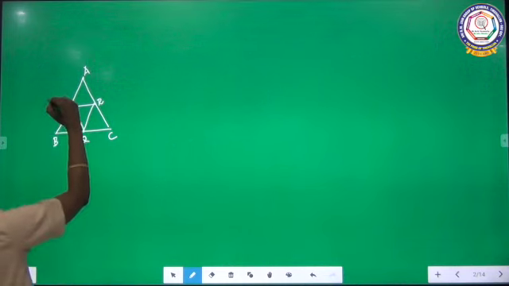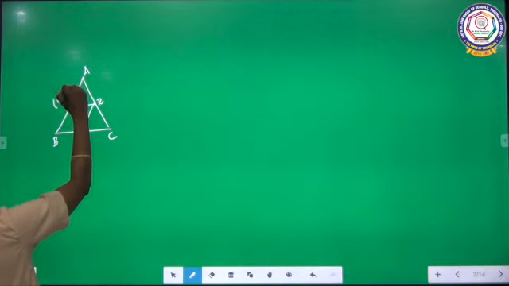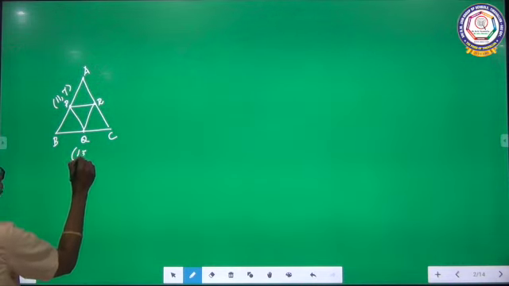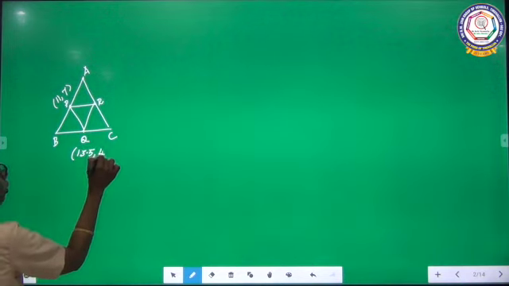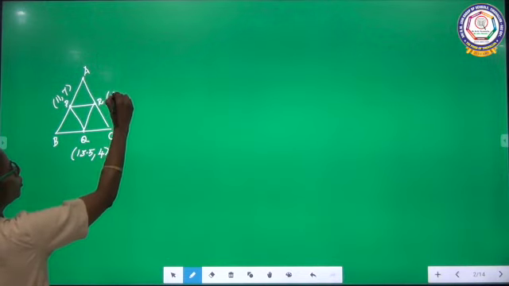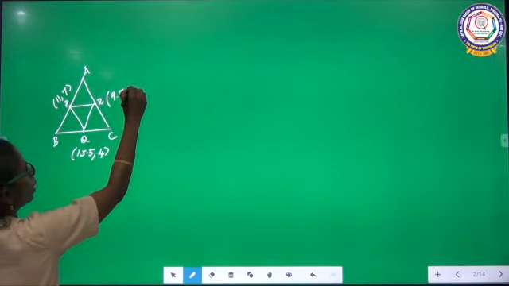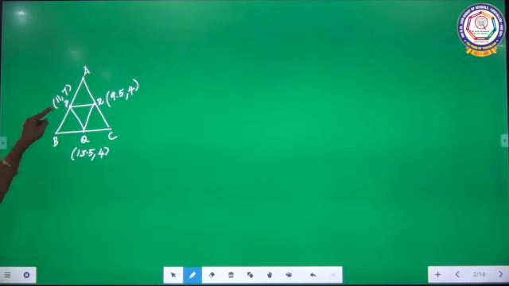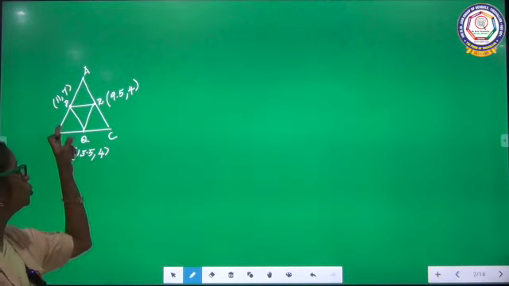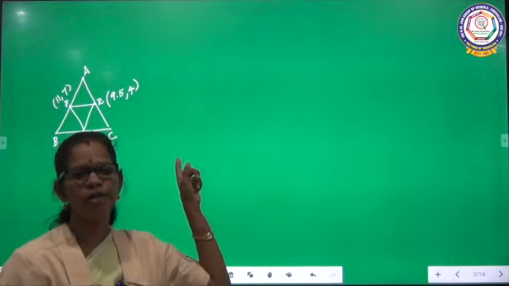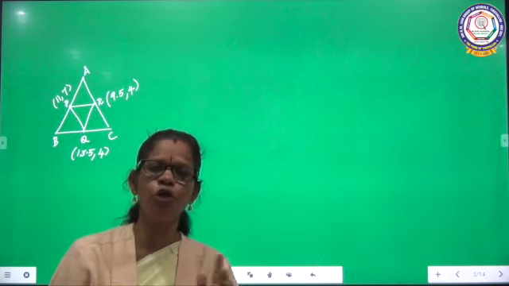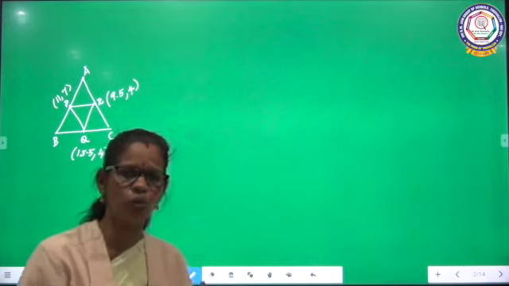Here P is given as what? (11, 7). What is Q? Q equals (13.5, 4). R equals (9.5, 4). Right? Using PQR, we are going to find out what A, B and C are. You know the midpoint. Midpoint means, as I said, it divides the line segment into 2 equal parts. The ratio is 1:1. Right?